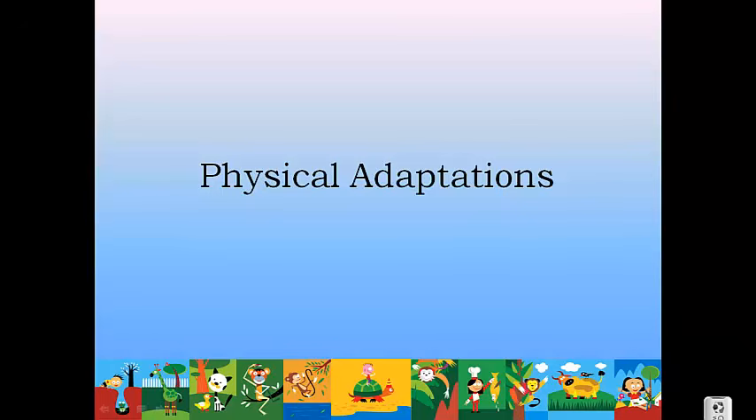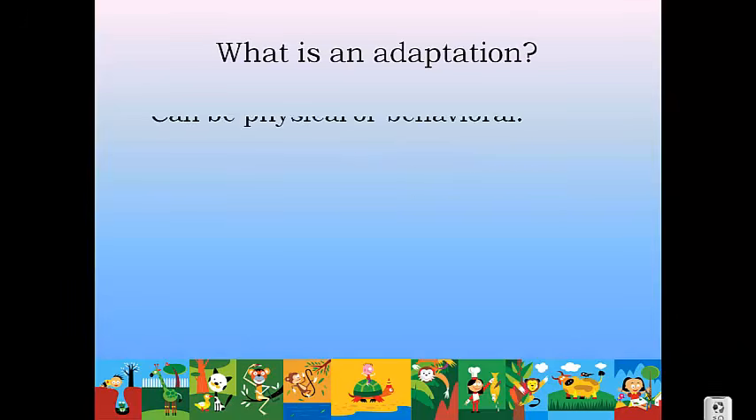Today we're going to learn about adaptations. Adaptations are basically things that organisms do in order to survive in their environment. There's two different main types of adaptations: physical and behavioral, and today we're going to focus on the physical adaptations that animals use in order to survive and reproduce. So what is an adaptation?